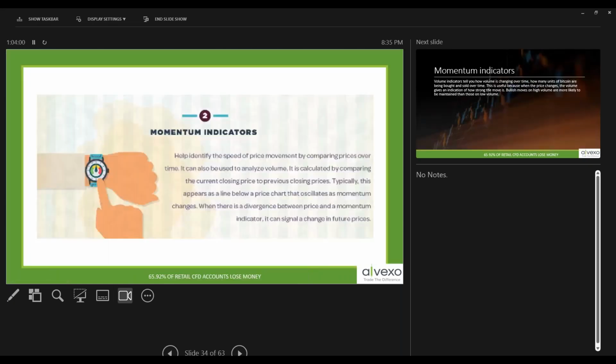Then we have my favorite group, momentum indicators. Momentum indicators help identify the speed of price movement by comparing price over time. They can also be used to analyze volume. It is calculated by comparing the current closing price to previous closing prices. Typically, this appears as a line below the price chart that oscillates as momentum changes. So remember I was telling you about that momentum building up as a trend builds up? A momentum indicator will help you see that start, or the lack of growth in that trend movement.